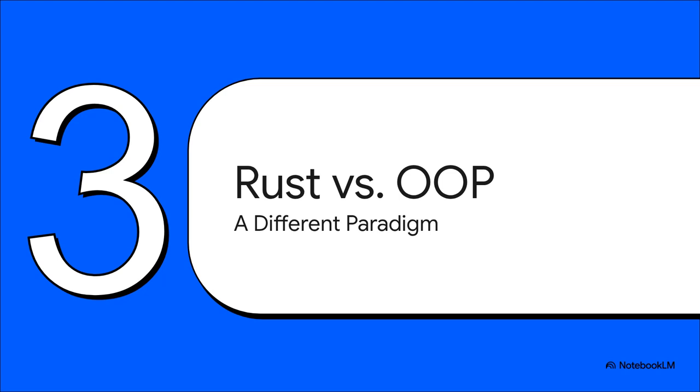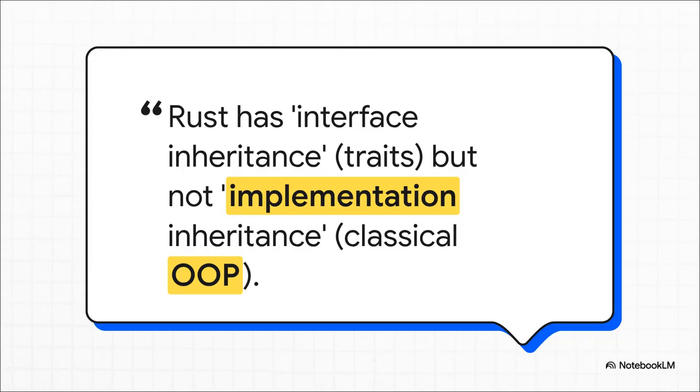Okay, so Rust totally rethinks memory, but it doesn't stop there. It also has a really interesting take on how we structure our programs, especially when you compare it to classic object-oriented languages like Java or C++. I love this comment from a developer online because it really cuts through the noise. People are always asking, so is Rust an object-oriented language? And the answer is kind of, well, it's complicated. It takes some of the good ideas, but it throws out one of the big ones, classical inheritance.